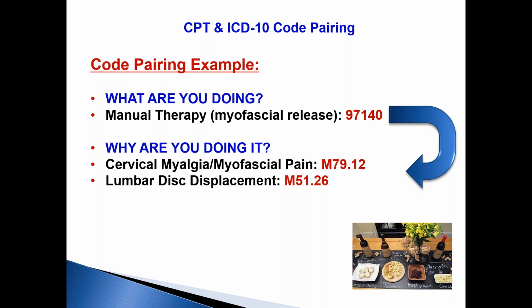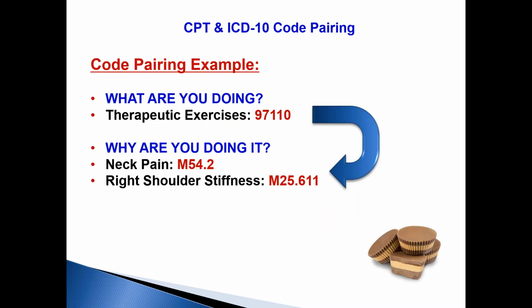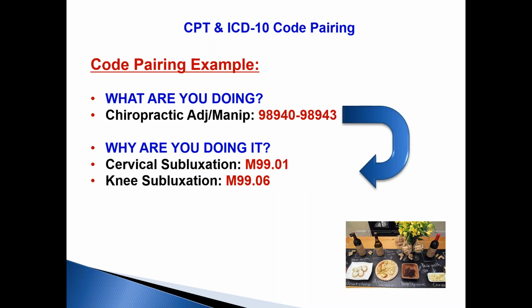I'm going to do deep soft tissue myofascial release. That is a beautiful pairing. Get your best bottle of wine and your best steak, put those together right there. So yeah, you've heard of a sommelier. I'm a coding sommelier. Therapeutic exercises pairs amazingly well with neck pain and shoulder stiffness and adjustment.